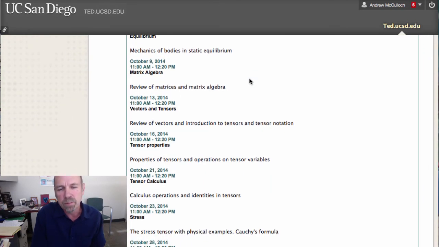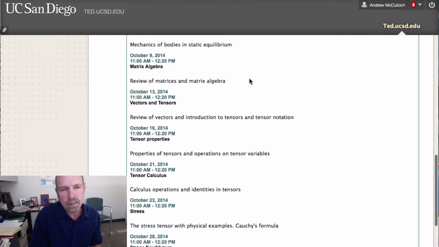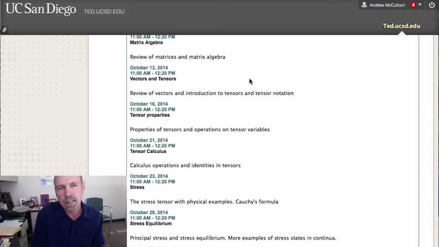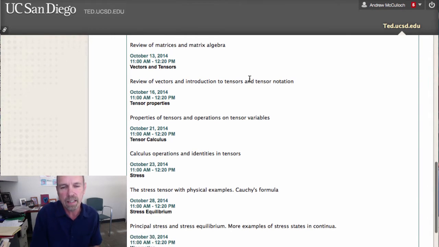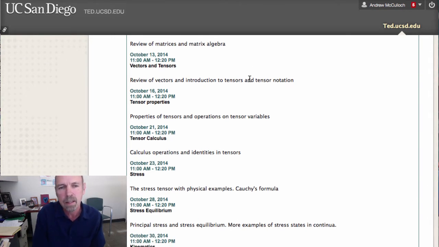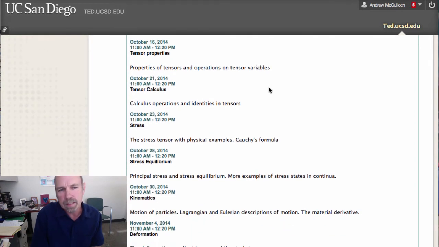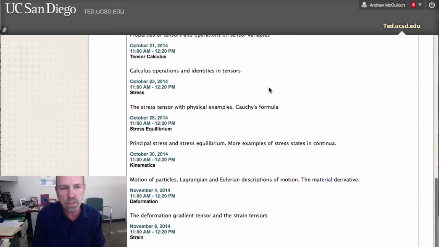After we've spent a bit of time reviewing the mechanics of bodies in static equilibrium, we'll then do a review of matrices and matrix algebra so that we can introduce the idea of tensors. Tensors are a generalization of the idea of vectors with which you're already familiar, but it does involve some new notation. And then we can start to show you the notations and formalisms for properties of tensors and operations on tensors, including tensor calculus.